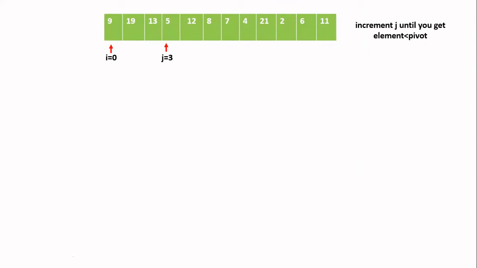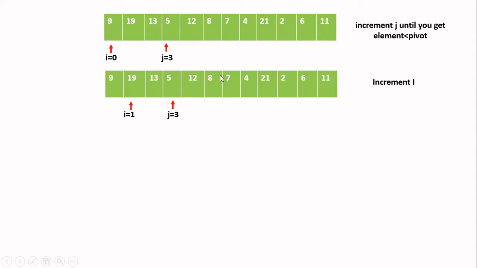I got an element that is less than the pivot element. So my next step is I have to increment this i. Then I have to swap A of i and A of j after you increment. So increment i. Once you increment i, you will get this array. i is previously 0. Now i will be pointing to 1. After you increment i, the next step is swap A of i and A of j.